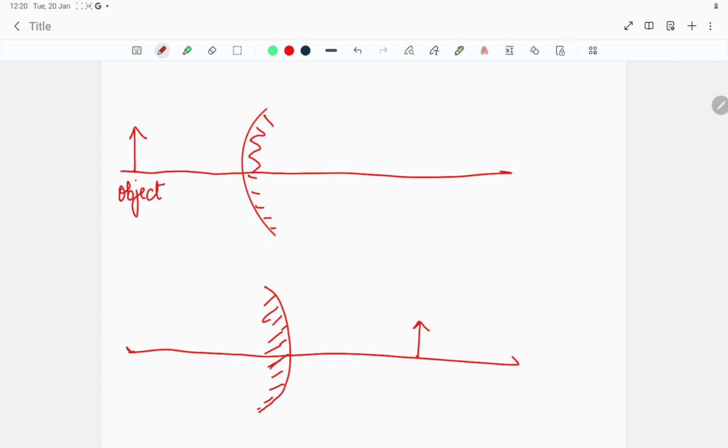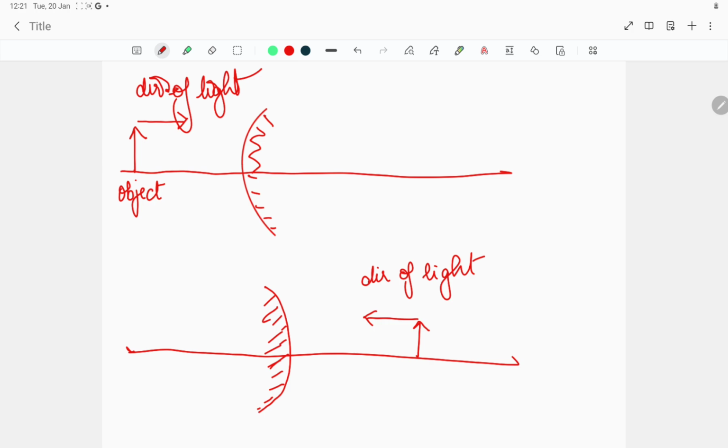Now when the object is placed here, what happens? Light will travel in all directions from the object, isn't it? But we have to select the direction which is towards the mirror. So which direction is towards the mirror? This is the direction of light towards the mirror. In the same way here, light will come in all directions, but we have to take the direction of light towards the mirror. So this is the direction of light. This is a very important step. Once we fix the direction of light, then the remaining just flows.